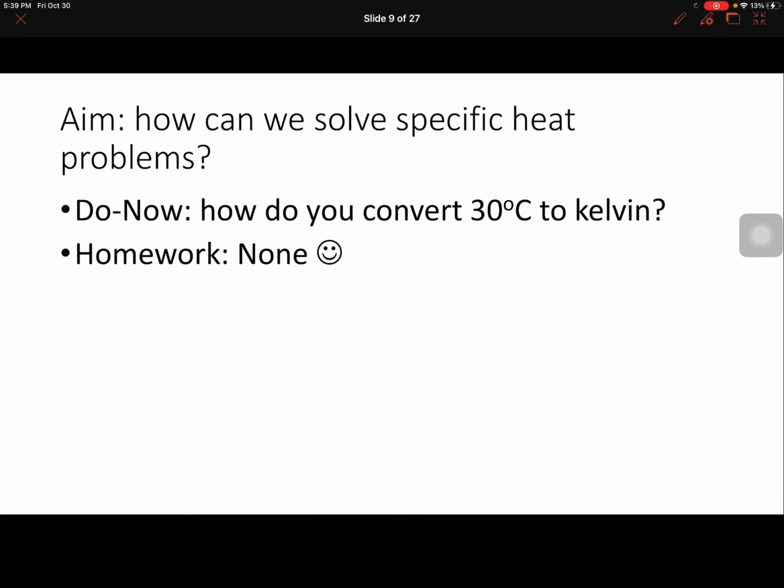So due to a very unfortunate power outage, we really didn't get through too much today. So I'm going to talk about what we did get through and then we'll go from there. The aim for today is how can we solve specific heat problems? Your do now: how do you convert 30 degrees Celsius to Kelvin? What we do is we take 30 and we add it to 273 and that gets us 303 Kelvin.